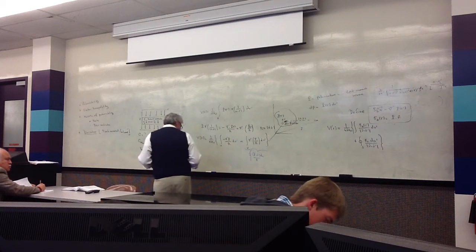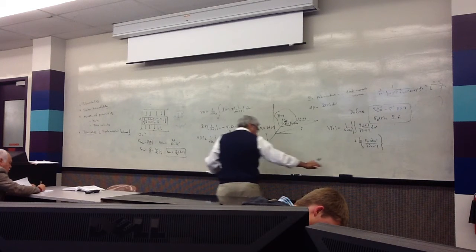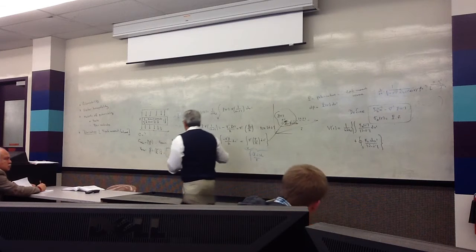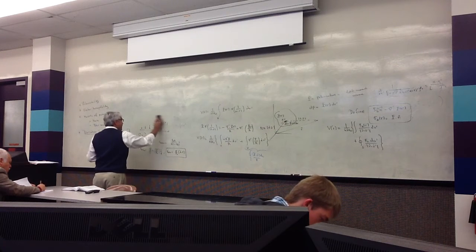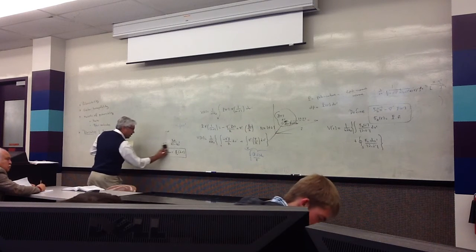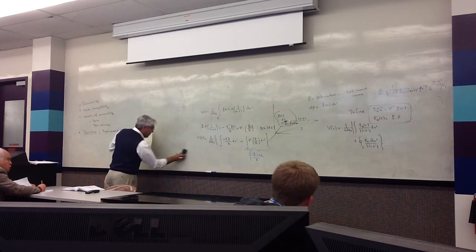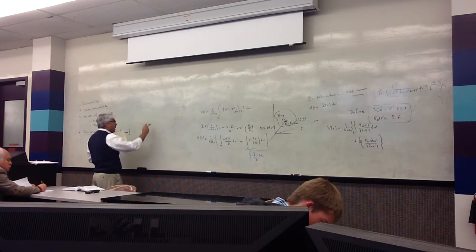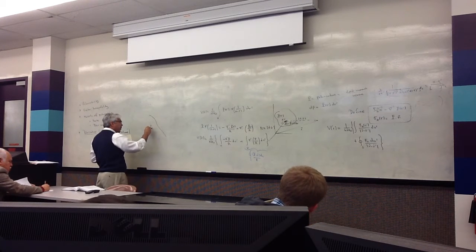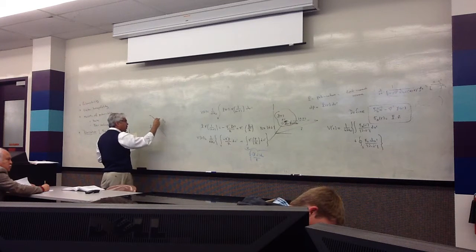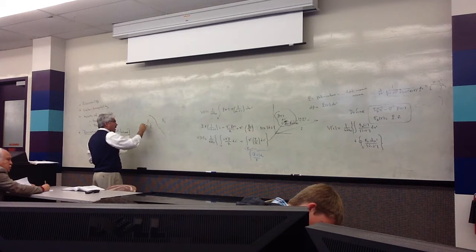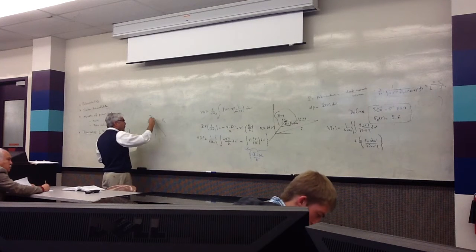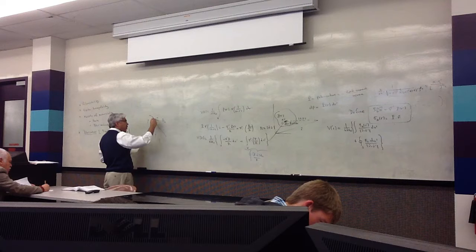So let's do, I'm not going to get to one example which I want to get to. Okay, imagine that you have an interface, and here I have P1, and here I have P2. And so I have some interface in here, so the outward normal, I'm going to define it from 1 to 2, okay?